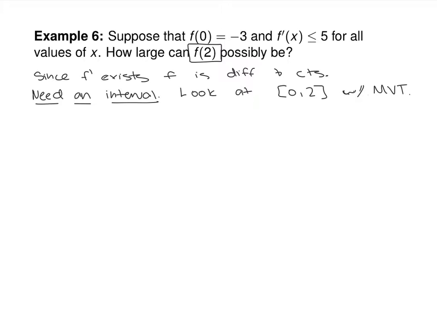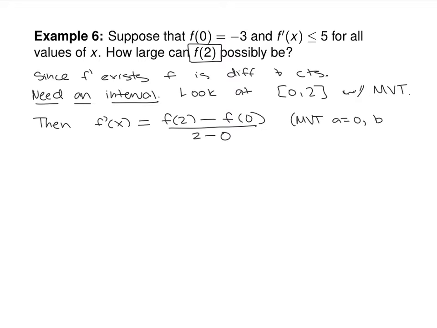Okay. But wouldn't you also do the less than 5? We'll get to that in a second. Yep, we're going to use that information later on, but the first thing is you look at the mean value theorem on this. So then you know that f prime of x is going to equal f of 2 minus f of 0 over 2 minus 0. That's the MVT statement, right? Just with 2 and 0 plugged in for a and b. So MVT with a equals 0, b equals 2.